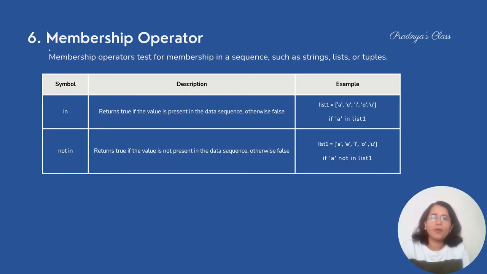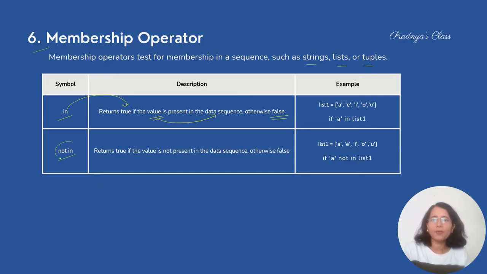Let's discuss the last set of operators, that is the membership operator. Membership operators test for membership in a sequence, and a sequence can be strings, lists, tuples or dictionaries. It will check whether the value is present in that sequence or not. So there are two membership operators. The first one is in and the second one is not in. The membership operator in will return true if the value is present in the sequence. Otherwise, it will return false.